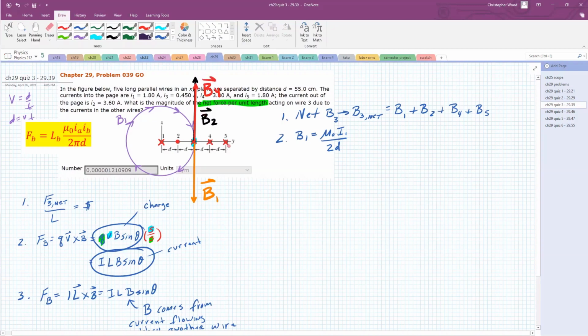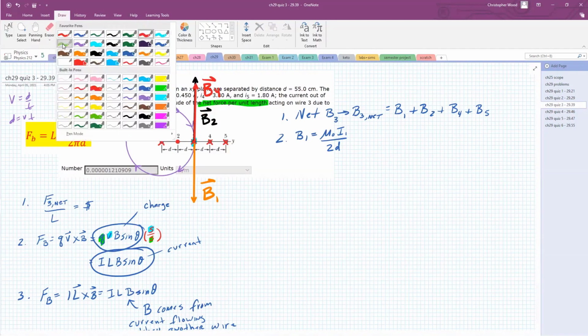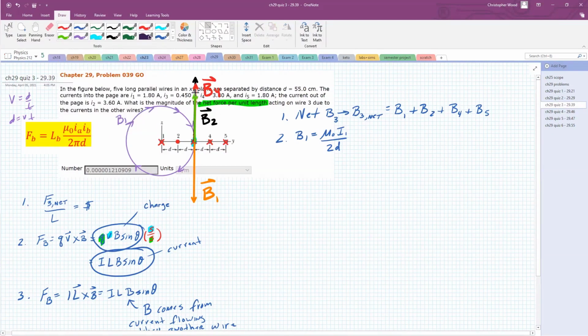What about number 5? Same thing, different color and thicker. Okay. So this is B5 vector. This is the magnetic field created by current flowing through wire 5 as it exists at point P, which is where wire 3 is. So this is B5 vector. Okay, that's it. 3 up, 1 down.